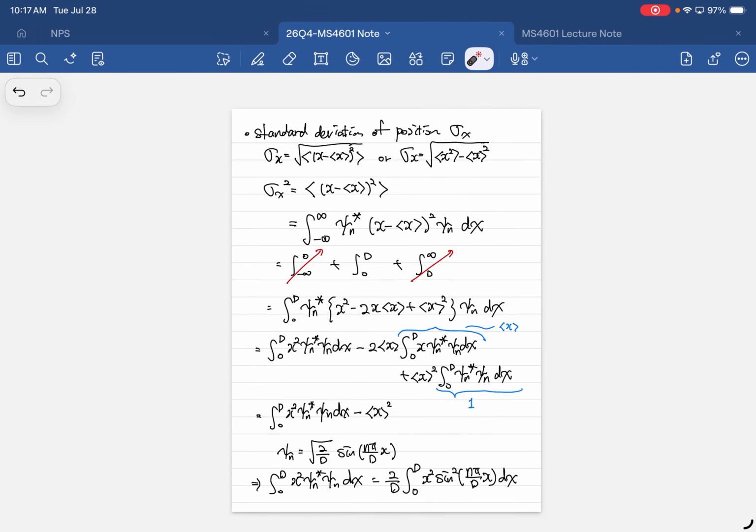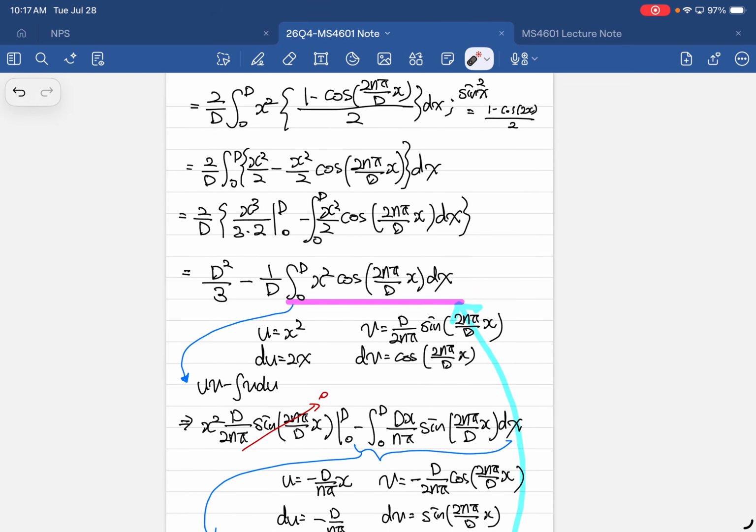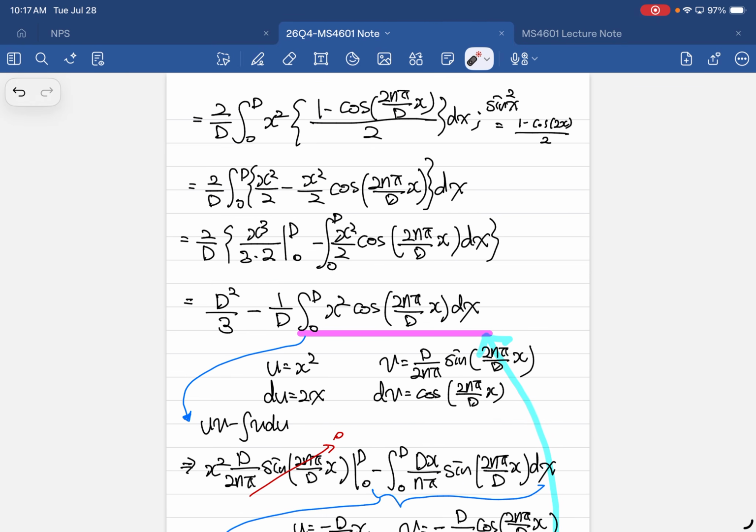So if you do that, this is essentially the process here, every step, but you can just take a look and verify that. Here, I'm using a trigonometric identity. Sine squared x is simply (1 minus cosine 2x) over 2. You just replace that, and then this becomes x squared over 2. This is the first term, and the second term is going to be minus x squared over 2 cosine 2nπx over d, dx.